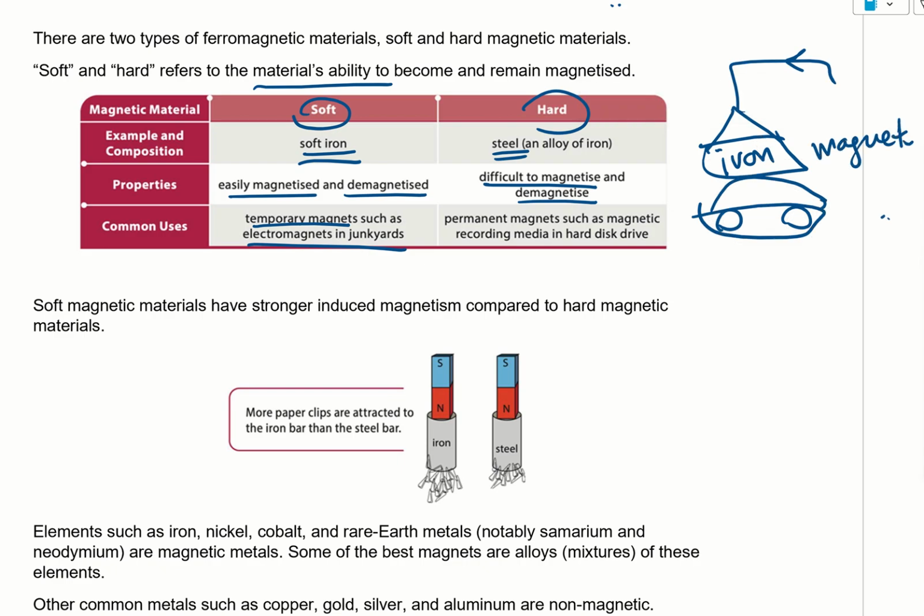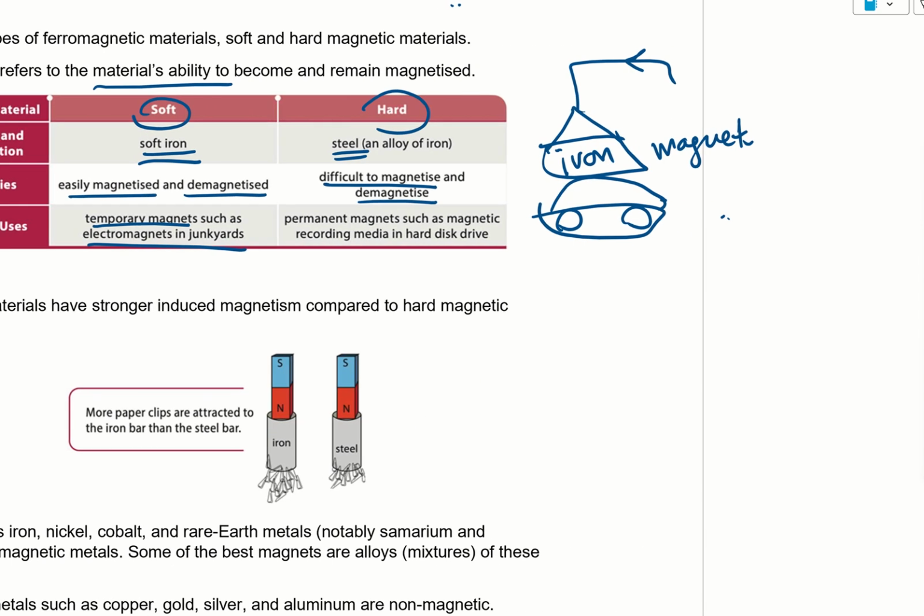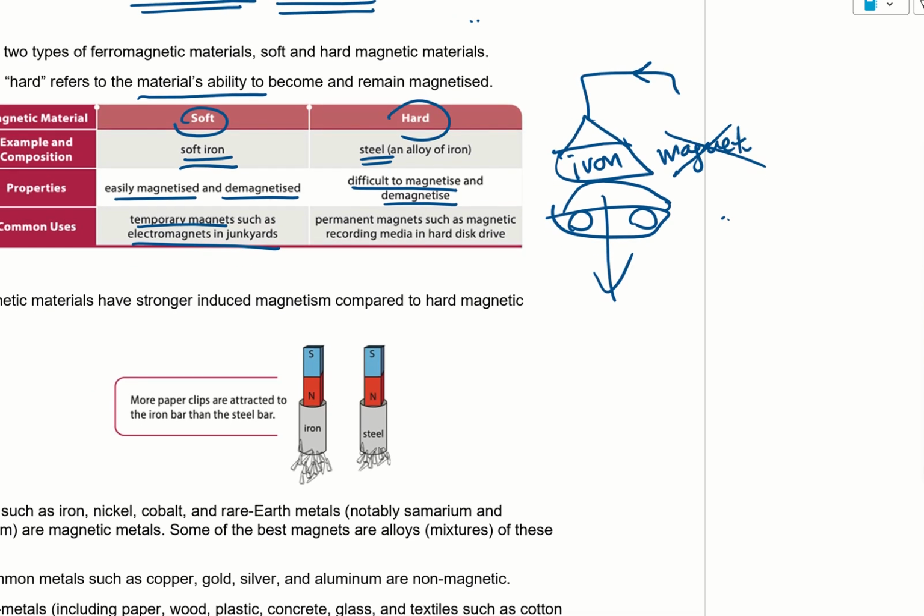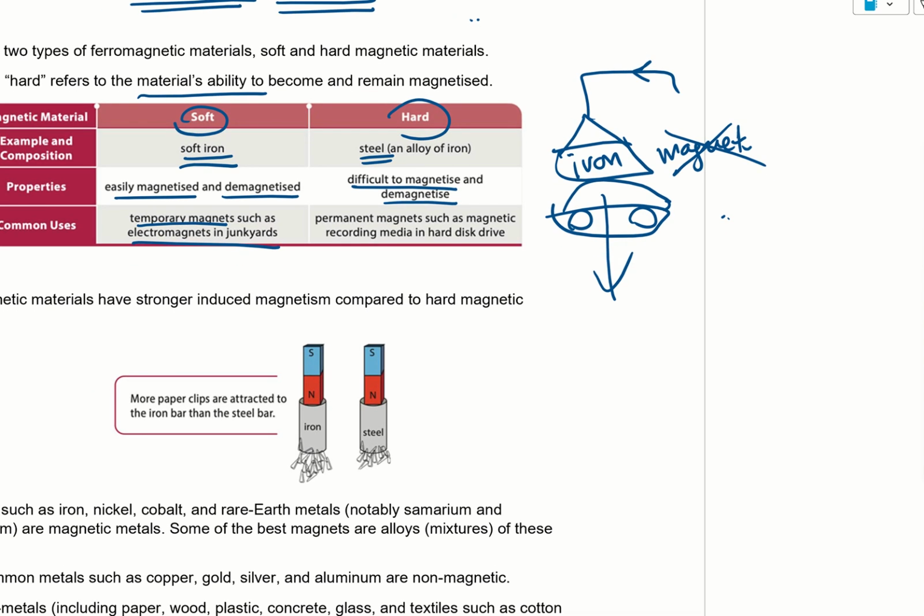Once the car is transported to the required location, by just turning off the current, the iron stops being a magnet and the car will just drop down. So that is how iron is used as a temporary magnet. I need it instantaneously, and when I don't want it, it can stop being a magnet.